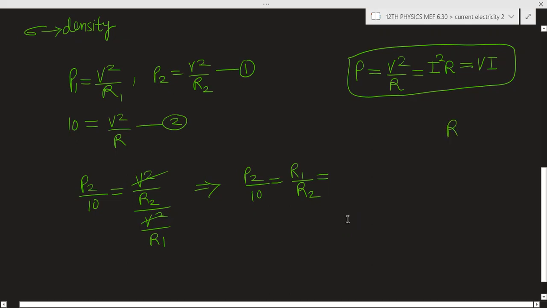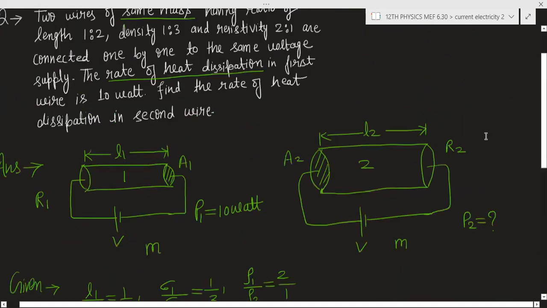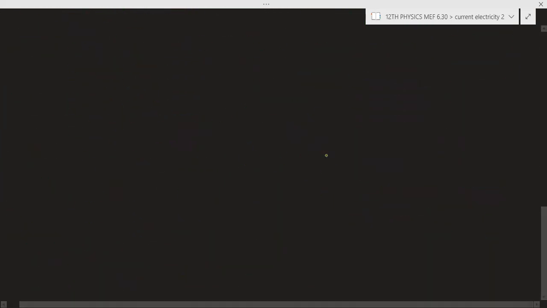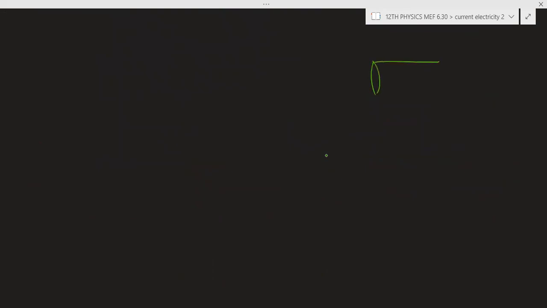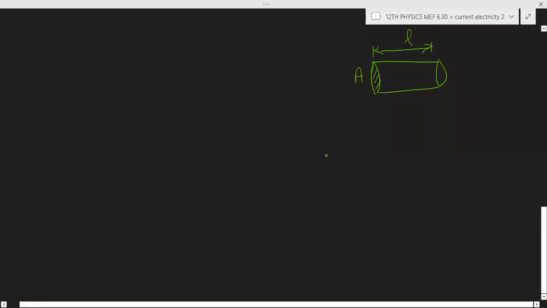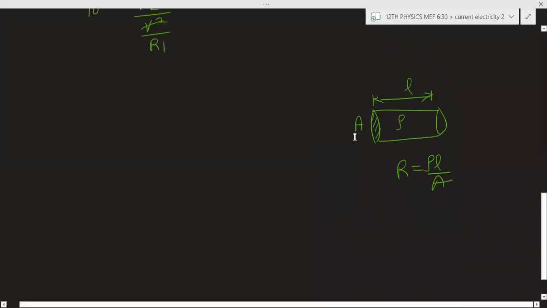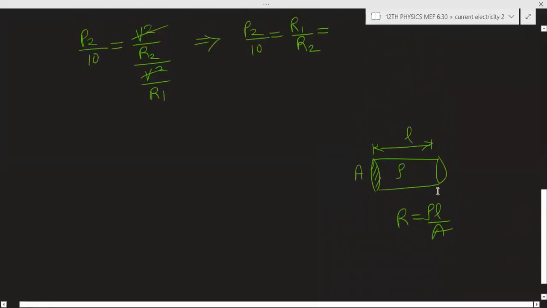In a wire, we have this formula. If you have a wire like this, as I have told you in this chapter, this wire has the length L, the area of cross section is A and rho is the resistivity. So what is the formula? R is equal to rho L divided by A. This is the formula, so we will use it here.